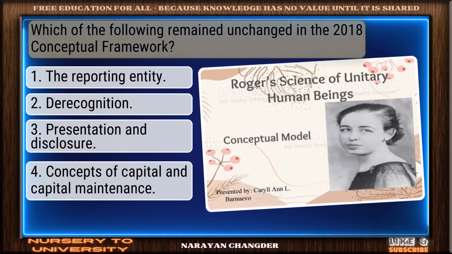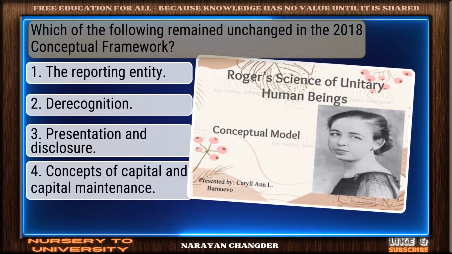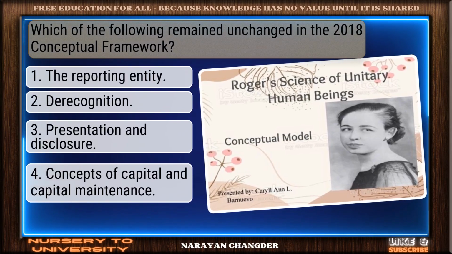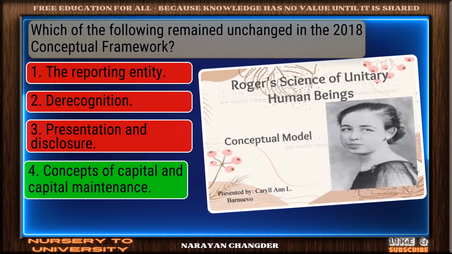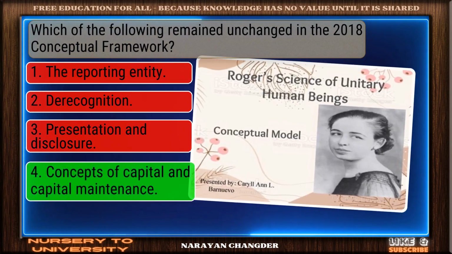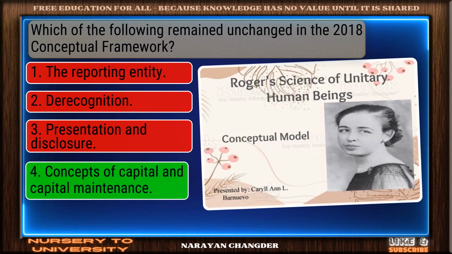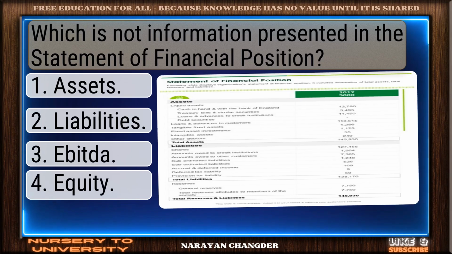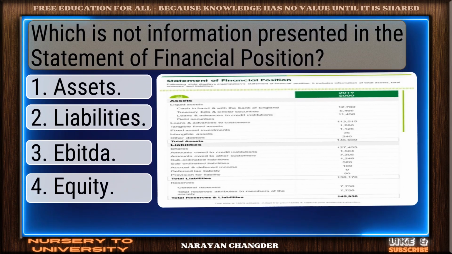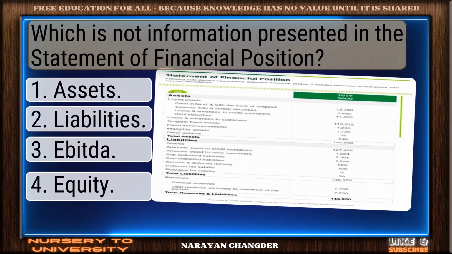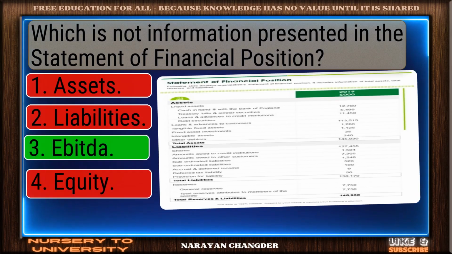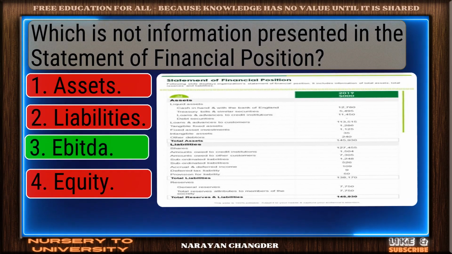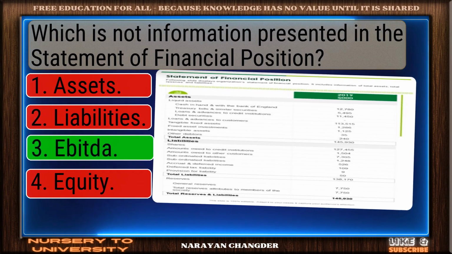Which of the following remained unchanged in the 2018 conceptual framework? Well done. Concepts of capital and capital maintenance is the right choice. Which is not information presented in the statement of financial position. Sharp thinking. EBITDA is the right choice.